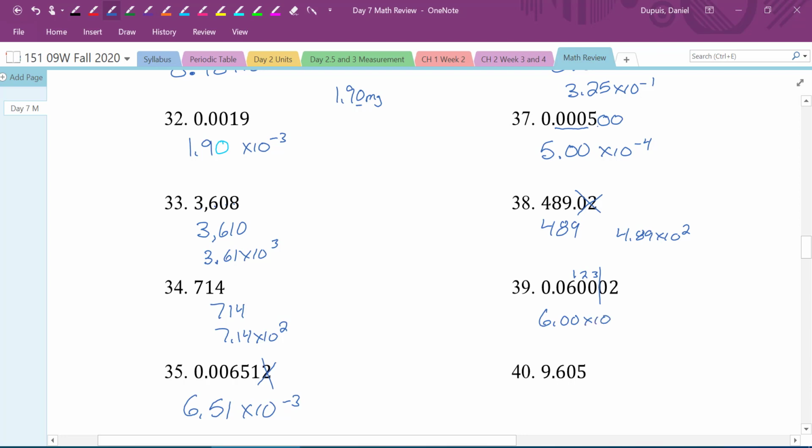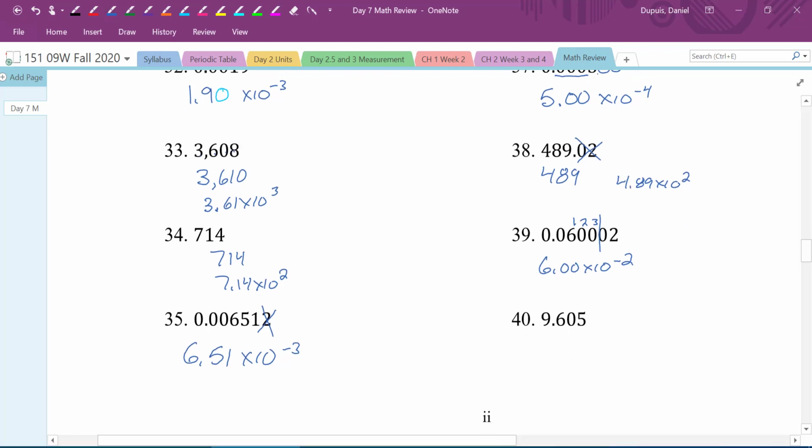6.00 times 10 to the minus 2. And I would definitely use scientific notation there because that clears up that you have 3 sig figs, and it's 0.06. And 40, you could do 9.61, and that's probably the easiest way to do it. You could do 9.61 times 10 to the 0. Either way, I'd probably just write 9.61 down. That's easier. Okay, but they're both correct. They're both correct. All right.